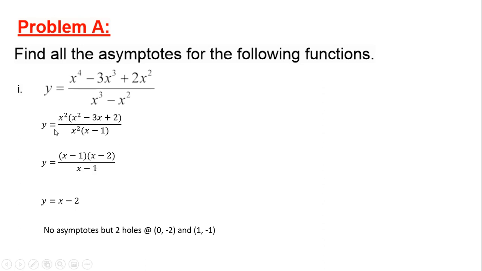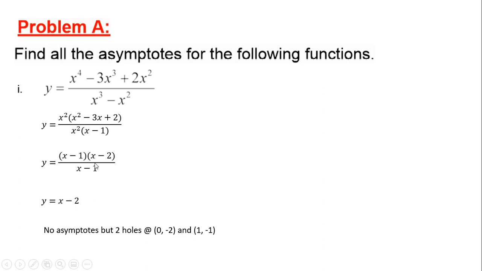Look at the things that we eliminated, the x squared. What would have made this x squared would have been a 0. What would have made this x minus 1 would have been 1. So that's where those holes are. Those are values of x that are actually restricted, right? In the original function, those are restricted values. 0 and 1 would have been restricted values.